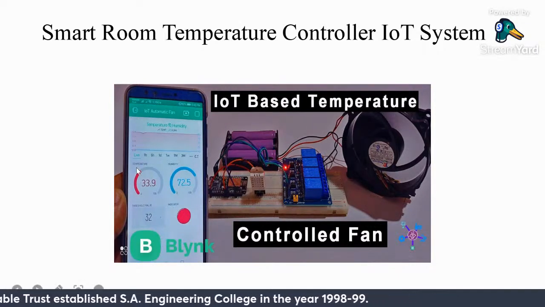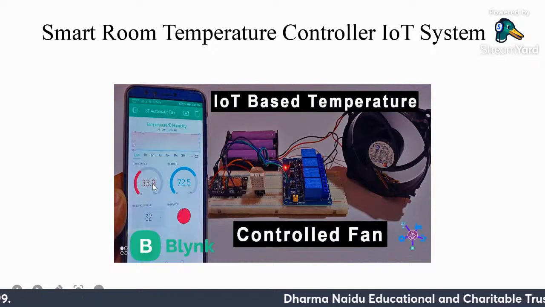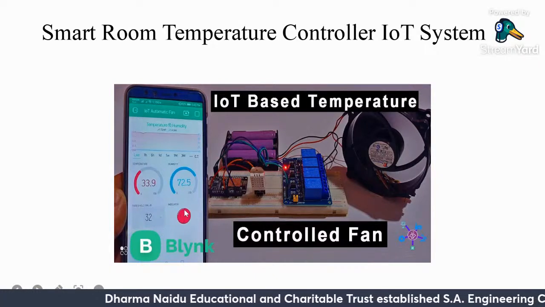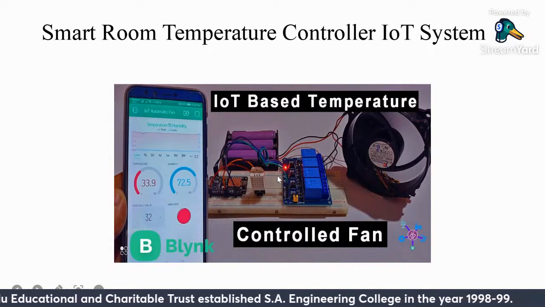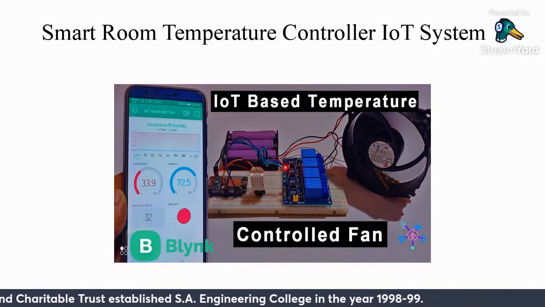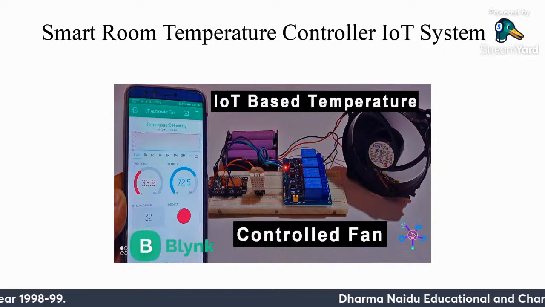Here you can monitor the real time temperature and humidity of the room through this temperature and humidity gauge. An indicator is also used for knowing whether the implemented system is turned on or turned off, in on condition or off condition. This will be more useful.